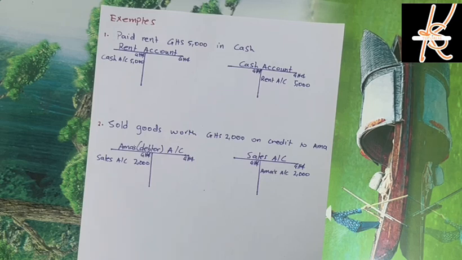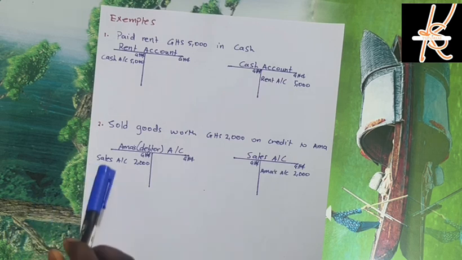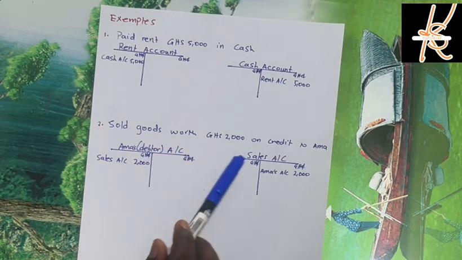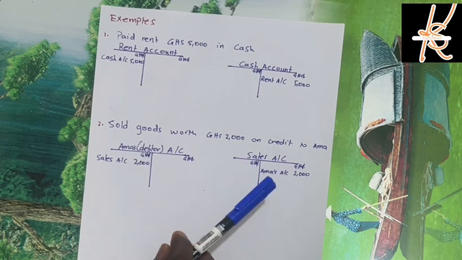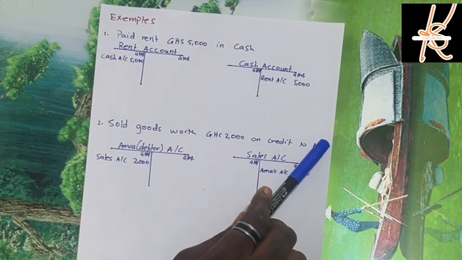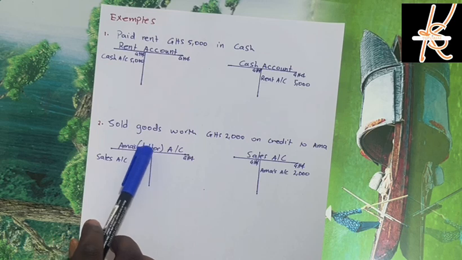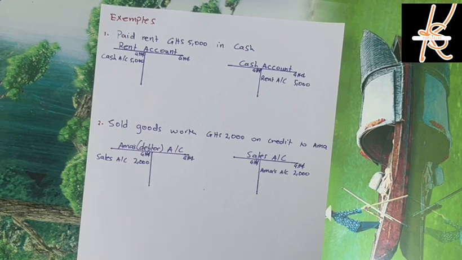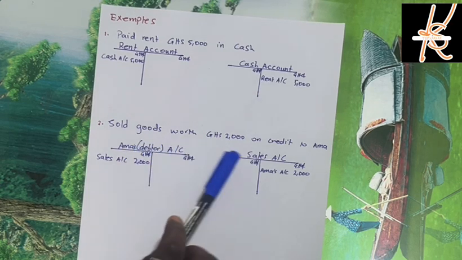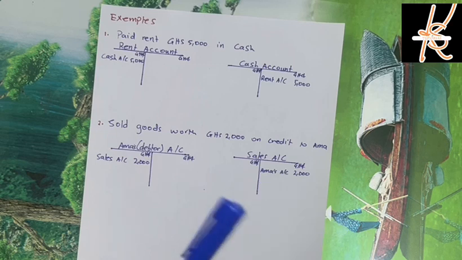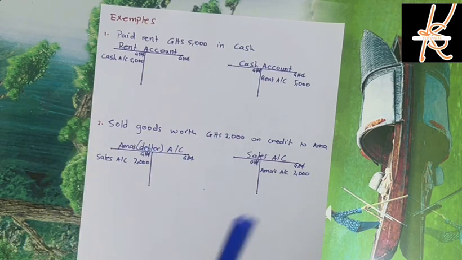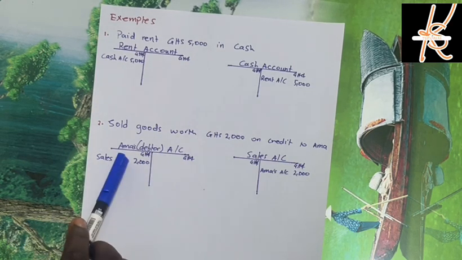Okay, and then the next question is sold goods worth 2,000 Ghana cedis on credit to Ama. Ama is a personal account, and since we sold goods to Ama and Ama is owing us, it becomes a debtor. Ama's account is an account receivable. We gave Ama the goods, Ama is here to pay us. Ama is receiving the goods, meaning we have to debit Ama's account.